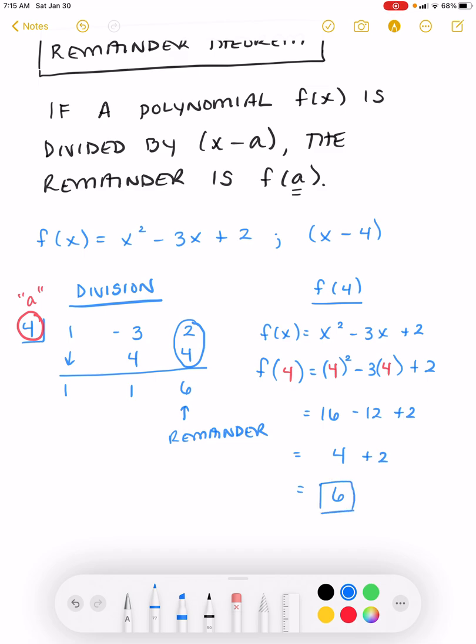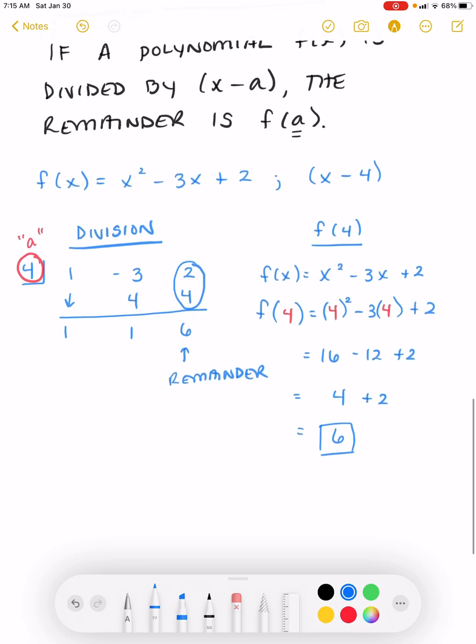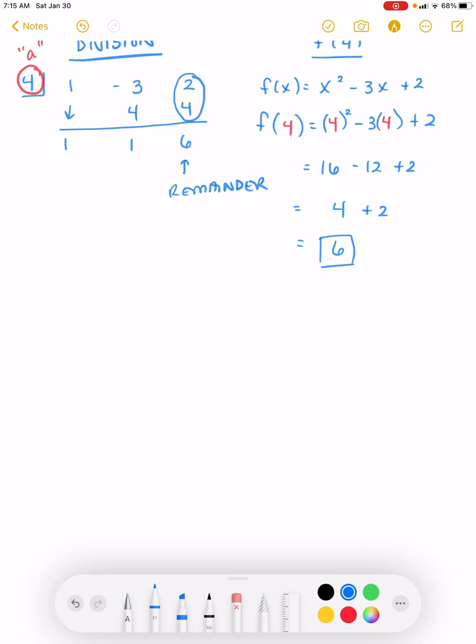And we'll talk more as we go about the implications of this and how important that is. In fact, I'm going to do an example right now to show one way that this can be useful. But that's what this is saying: the remainder is the same as if you plug that number into the function for the x's. So let's end with an example where we can use the remainder theorem.